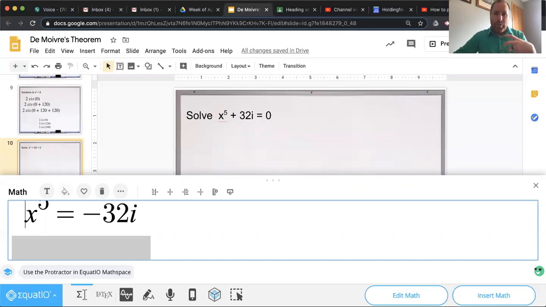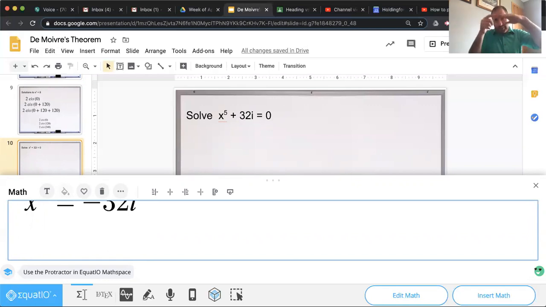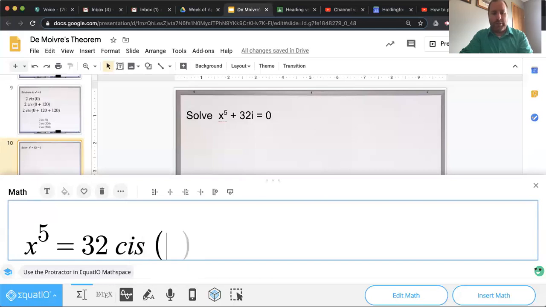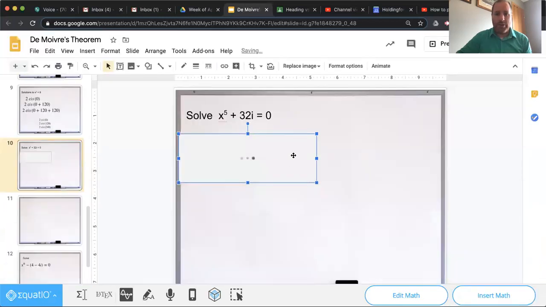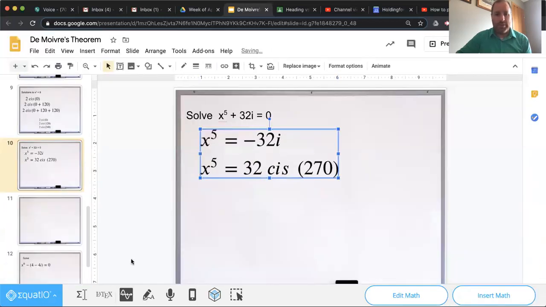And then our second step there, or our first step, I guess, still from that one, is to put this into trig form. So I know negative 32i is to go down 32. So that would mean we have a 270-degree angle to get there, and we move down 32. So really, this is x to the 5th equals, in this case, 32 cis 270, right? That's what we have there. So that's our start to it, right?